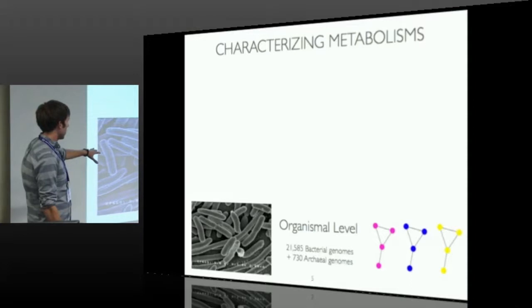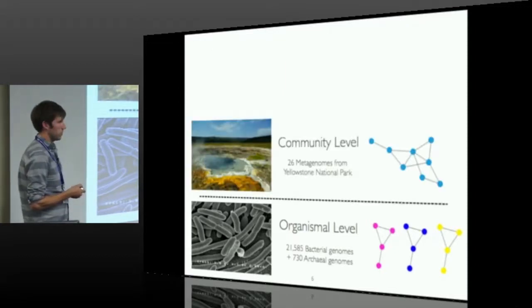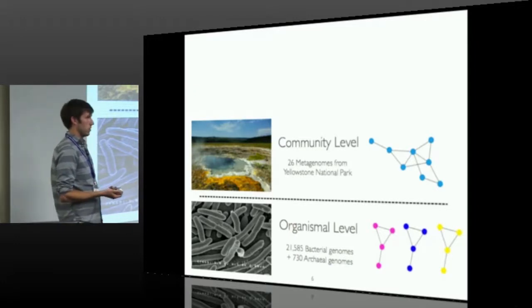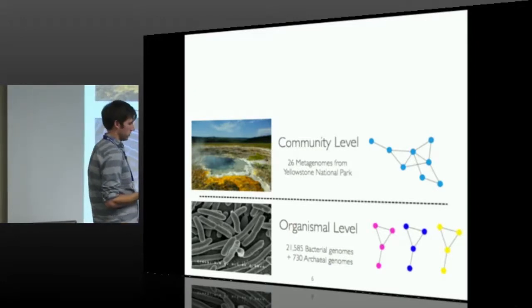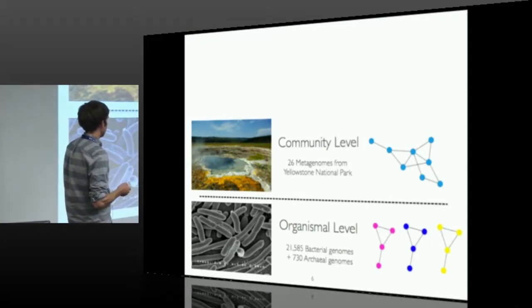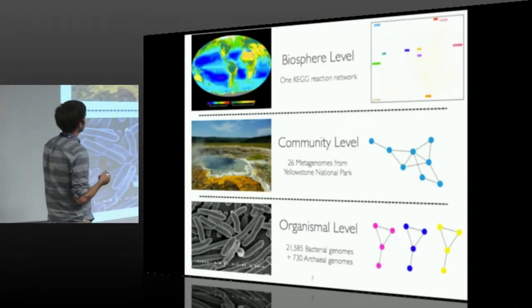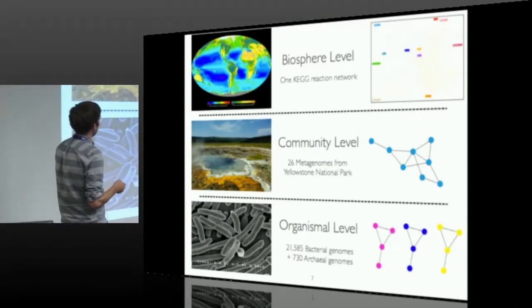So starting at the organism level, we analyzed 21,000 bacterial genomes and 730 archaeal genomes. We also have 26 metagenomes from Yellowstone. The reason we have metagenomes from Yellowstone, as probably a lot of you know, is because it's a really diverse environment. So it's really great to look at the mix of species across different pH and temperature ranges. And then we also looked at the biosphere level. So, three different levels of biological organization.